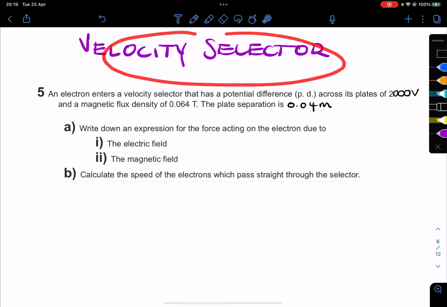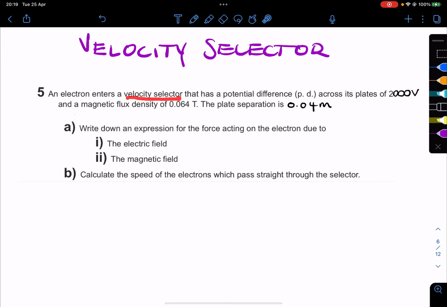So here we have a velocity selector. We have an electric field and a magnetic field. The magnetic field is given by 0.064 Tesla, and the electric field is given by the potential difference between the two plates and the separation of the two plates. For part A, all they want is an expression.